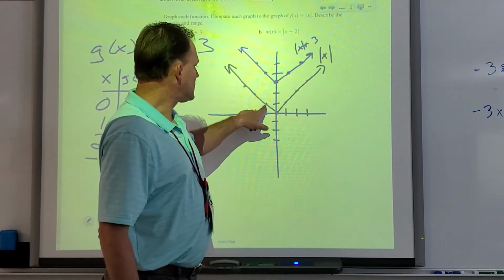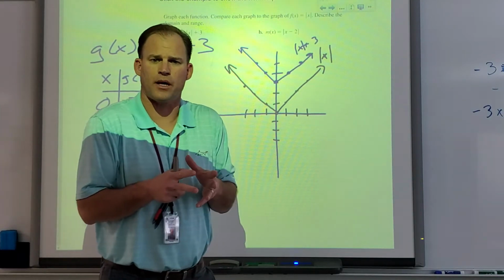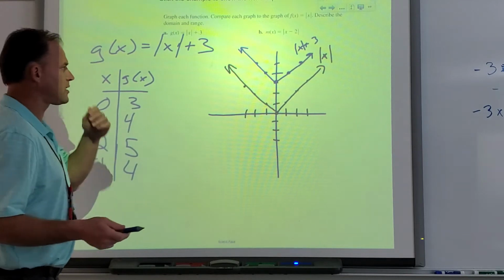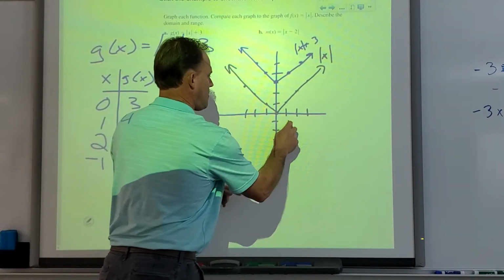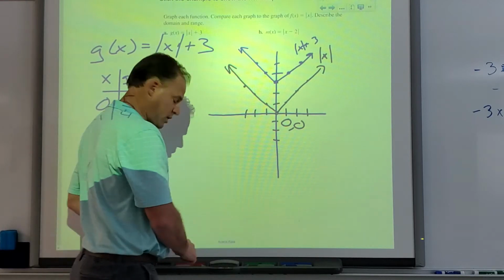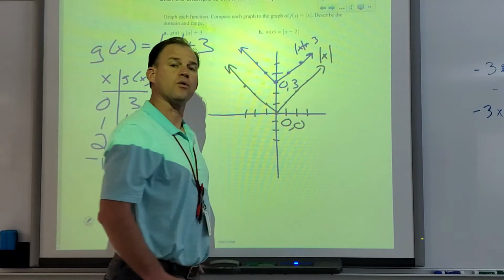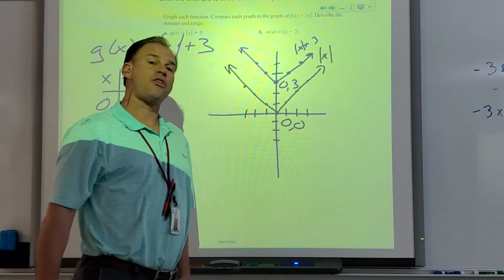How does the original compare with this function? How do they compare? Good. A couple of other things. The vertex here, 0, 0. The vertex here, 0, 3. It goes along with that other thing we talked about. It's gone up 3.